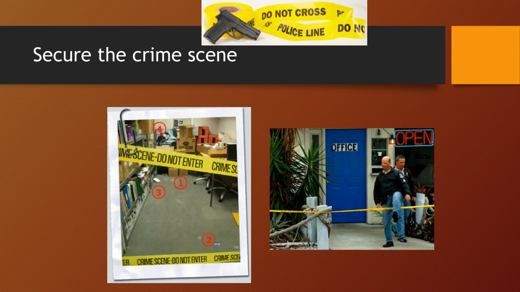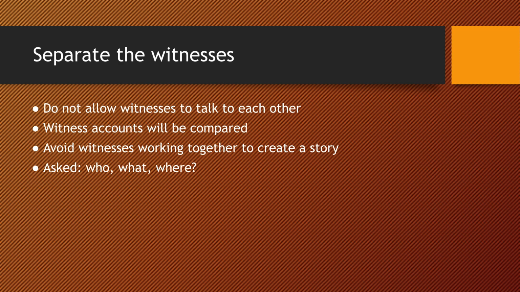The first step is to secure the crime scene. This involves setting up boundaries, such as police tape, to prevent contamination and preserve the integrity of the evidence. Securing the crime scene with tape clearly marks the area that investigators must work within to prevent unauthorized access and protect potential evidence.